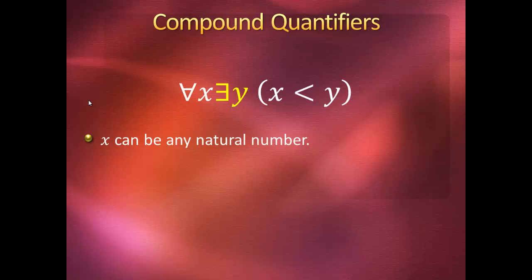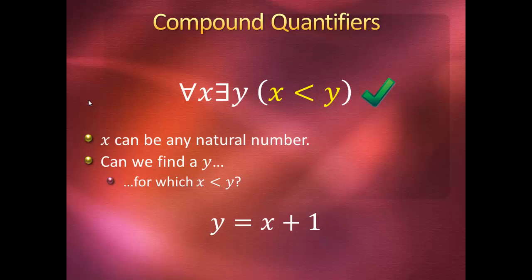Now, the next quantifier, there exists a y. So once we've chosen our x, can we find a y that will make the statement, that is, x is less than y, true? Well, what it's basically saying is that given any x, we can find a y that's larger. That's absolutely true. For example, x plus 1 is larger than x.